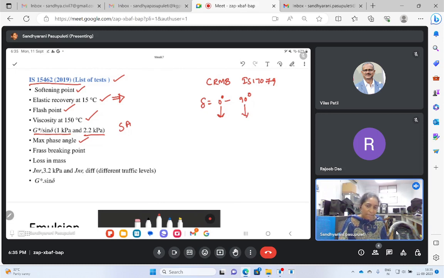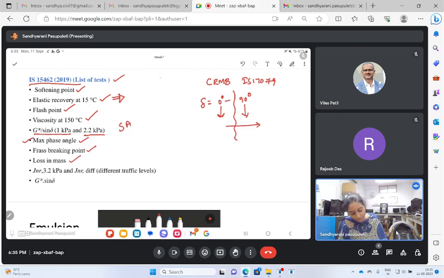So when the load is applied, it will have more plastic strain. So we do not want the phase angle to be more. We have to limit that maximum value somewhere. So that is the maximum phase angle limit we have. And the frost breaking point is to understand the lower temperature property and the loss in mass.